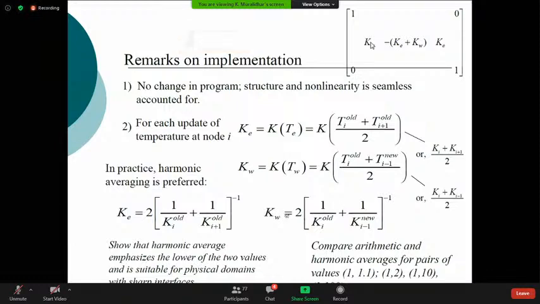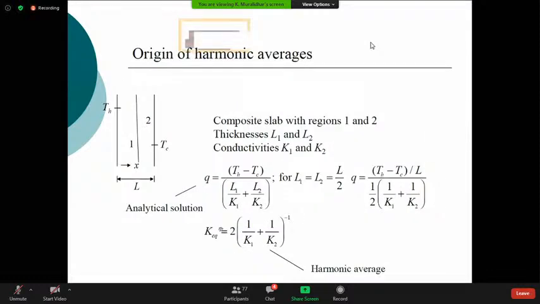I'll just pass a small comment that in practice, if you want to find a quantity like K small east, you can either find K at the average temperature T small east, or you can use harmonic averaging, between I and I plus 1. This harmonic averaging is usually preferred in CFD. I don't think I have the time to discuss it, just a small comment. But the next slide explains why harmonic average is preferred, and you can look at it separately.